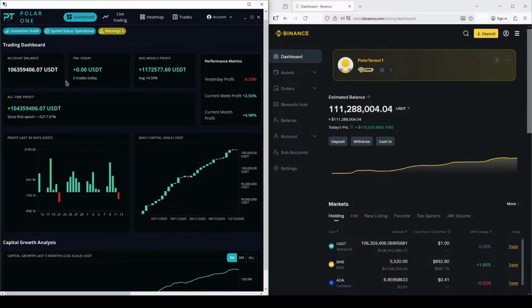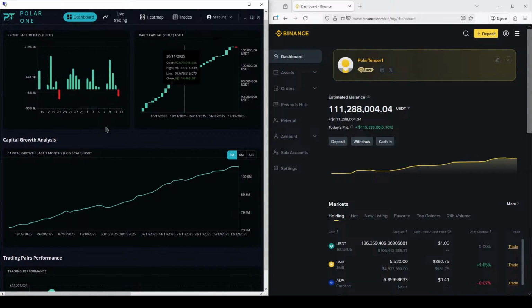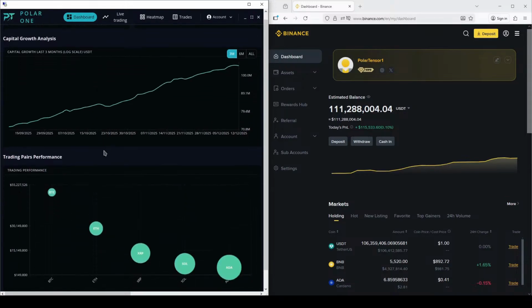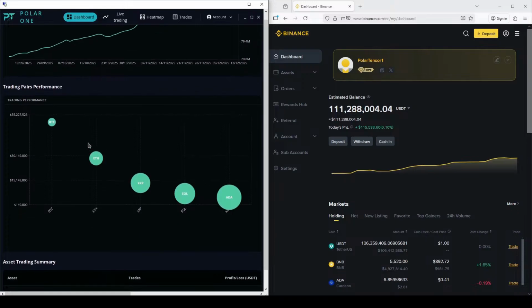Here, on the dashboard, we can see the account balance, the P&L of today, the average weekly profit, and the performance metrics. Our software trades Monday to Friday, so since today is Saturday, the P&L for today is 0 USDT as no trades have been executed. Further down, we have various visualizations of the statistics, including capital growth, which we'll revisit in a bit. The trading pair's performance shows how frequently each trading pair is traded and how much profit it has accumulated.